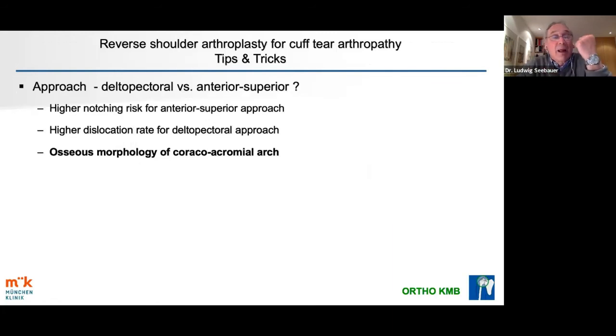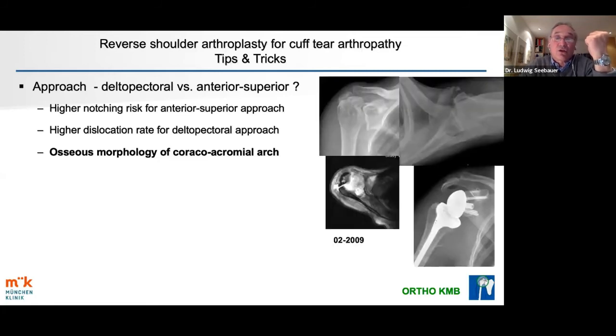Now, finally, which approach do I use? Do I use a deltopectoral or an anterior superior approach? What are the benefits? The anterior superior approach has a better residual function of the subscapularis and a lower risk for dislocation, but a higher risk for notching. On the other side, the deltopectoral approach has a lower risk for notching, but a higher dislocation rate.